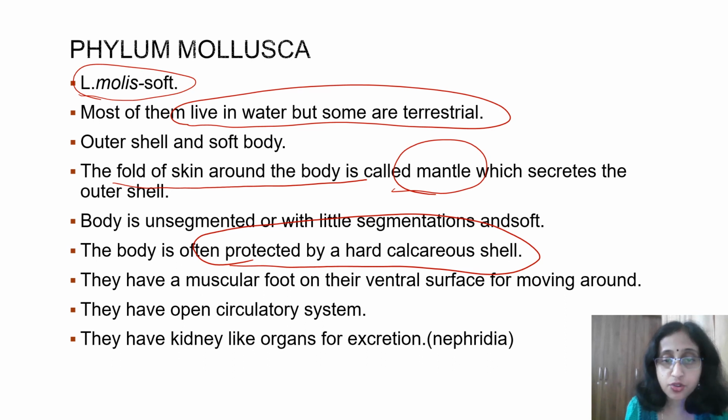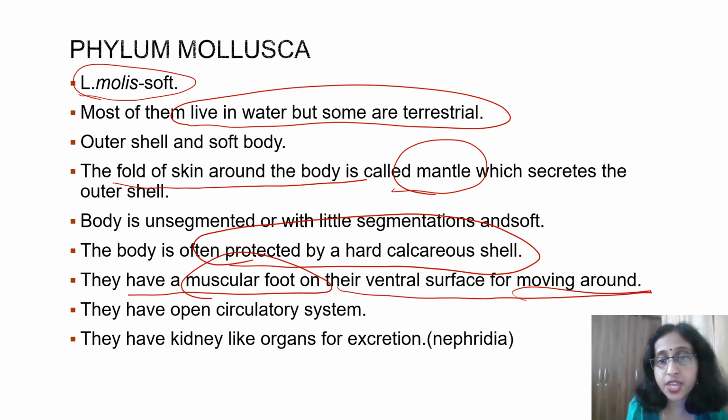They have a muscular foot on their ventral side for moving around. They have an open circulatory system.